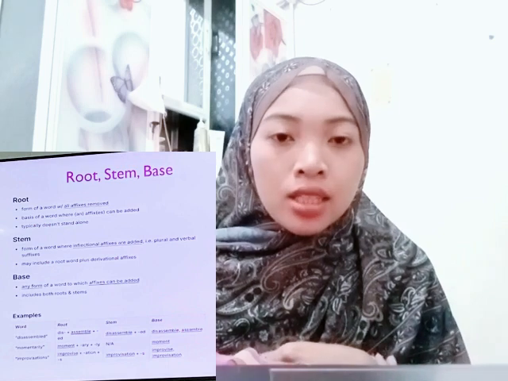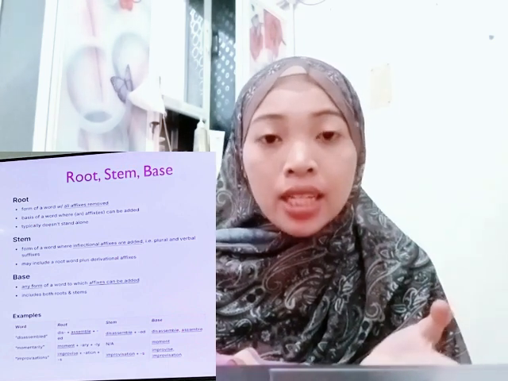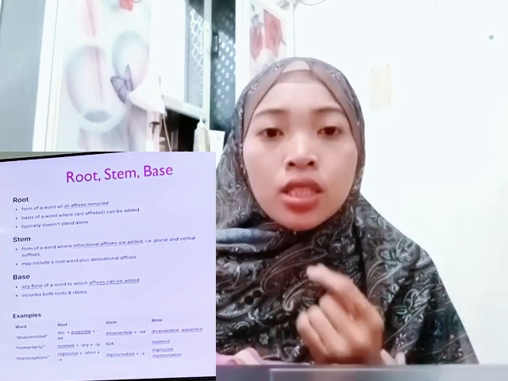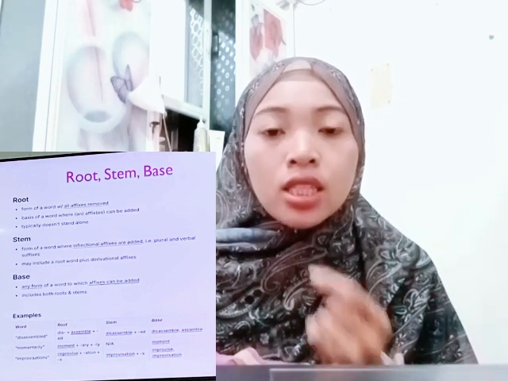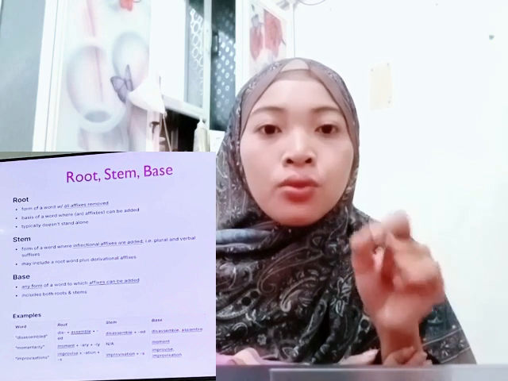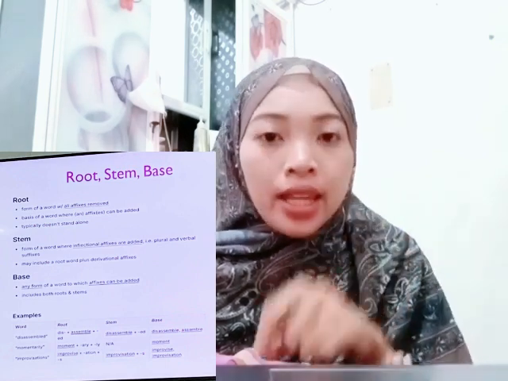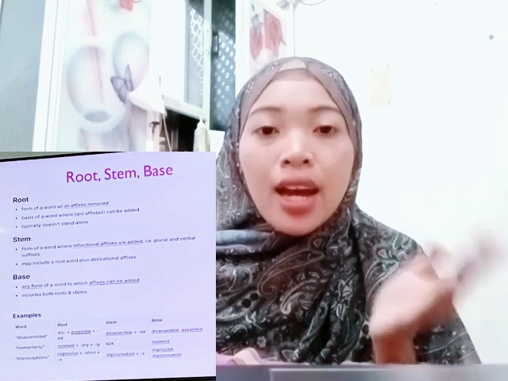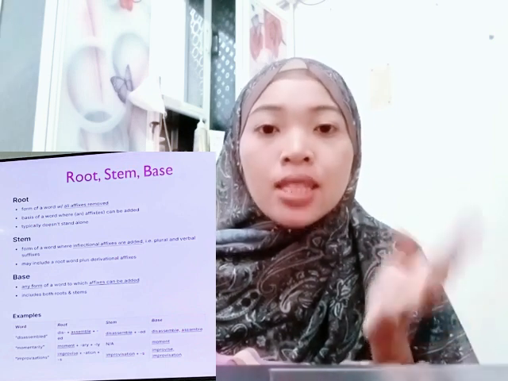A root is the most basic part of a word and carries the main meaning. For example, in the word teacher, the root is teach. A base is a form of a word to which an affix can be added. For example, happy can become unhappy or happiness, so happy is the base.